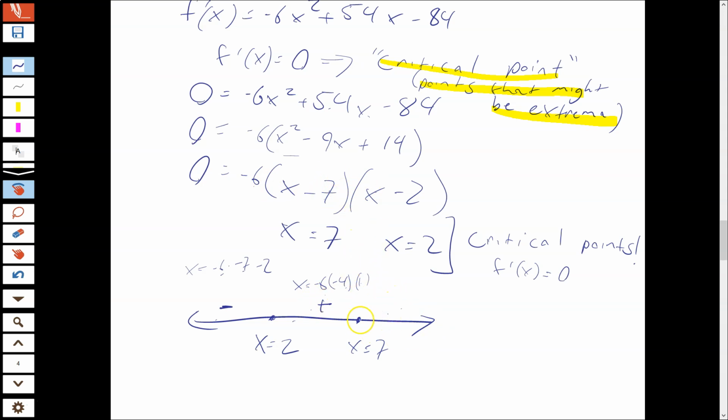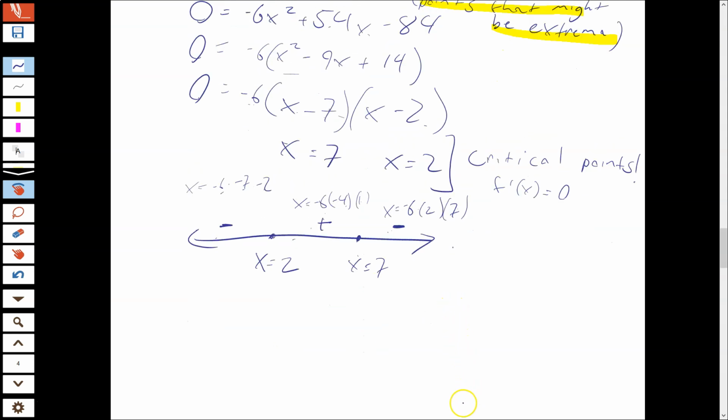Number 3, we should say 7 to infinity is our last interval. I'm going to pick 9. So x would be negative 6 times 9 minus 7 is 2, positive 2. 9 minus 2 is 7. So we have a negative times a positive times a positive. That's going to give us a negative. Okay. So here's my sign chart.